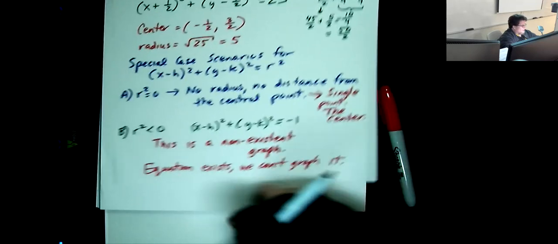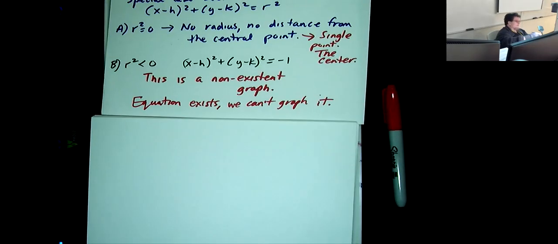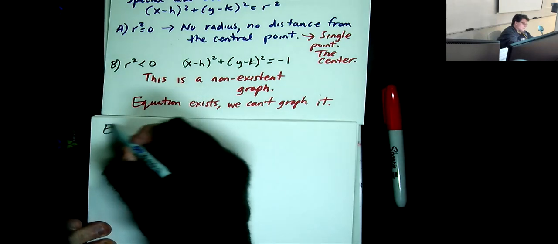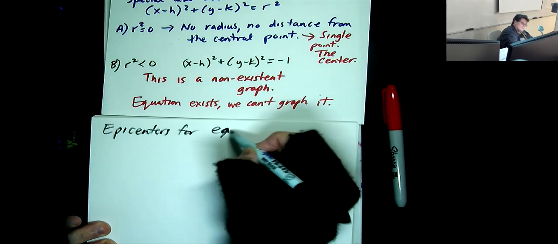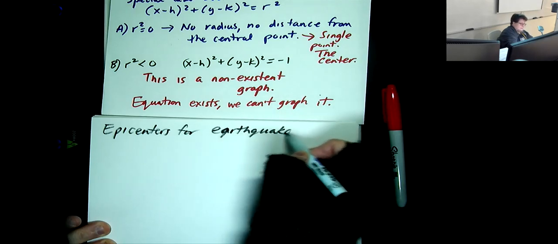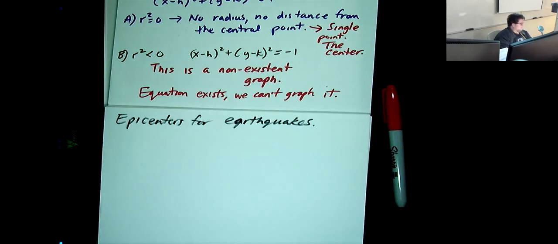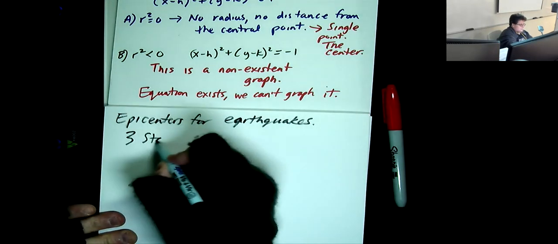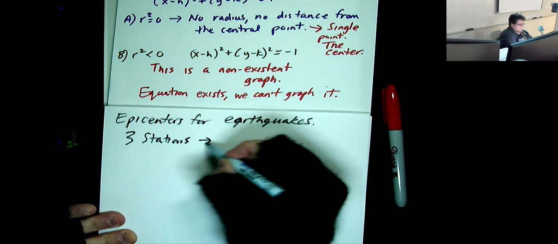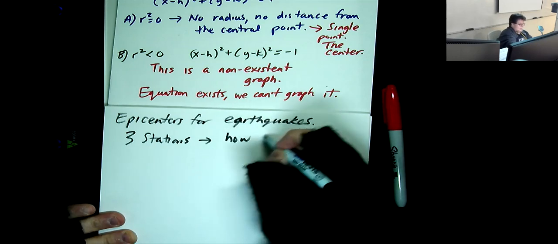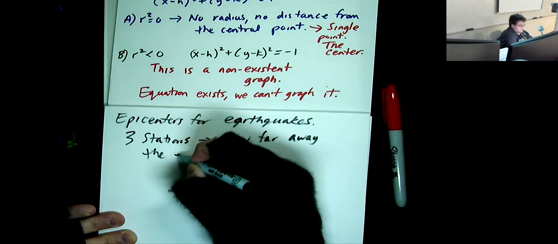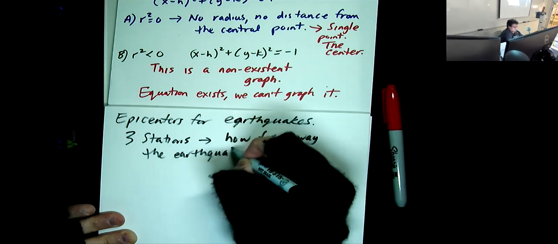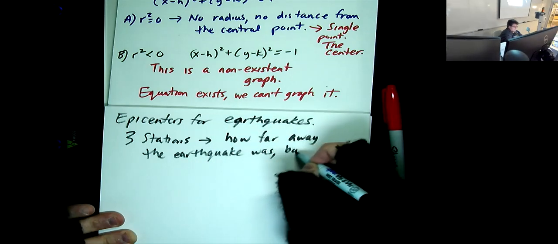I'm gonna just show you one thing. We're not gonna solve anything. This is how they find the epicenters for earthquakes. Epicenter being like ground zero, where the quake happened. So they'll have 3 different stations. And they will be able to tell how far away the earthquake was, but not the direction.